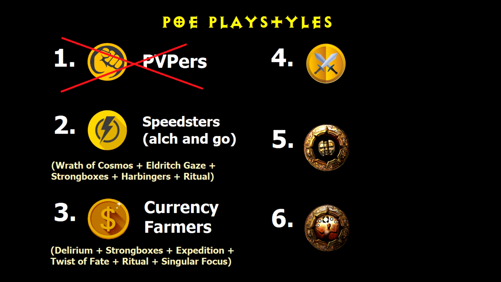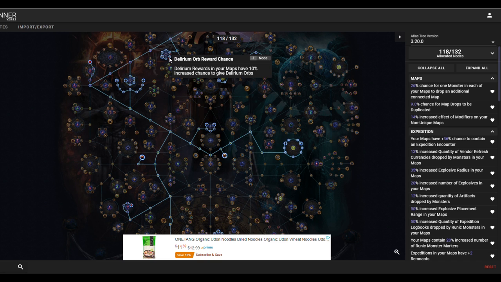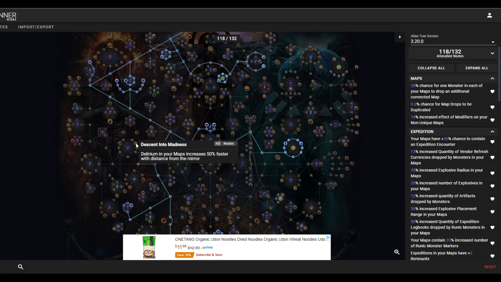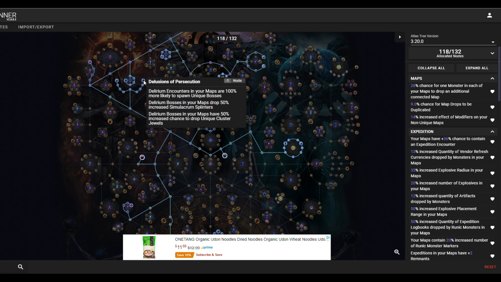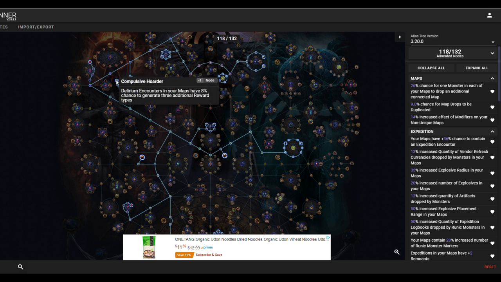Category 3 are the currency farmers. These types of players do not mind planning, setting up, and etc. to really maximize loot, be it currency, div cards, or rare uniques. This tree focuses on Delirium orbs being applied to maps. Some Delirium nodes are not taken, however, which impact the mirrors of Delirium. Many of these players will have Delirium at all times from the orbs, so nodes like Delusions of Persecution and Compulsive Hoarder do in fact apply to Delirious maps.